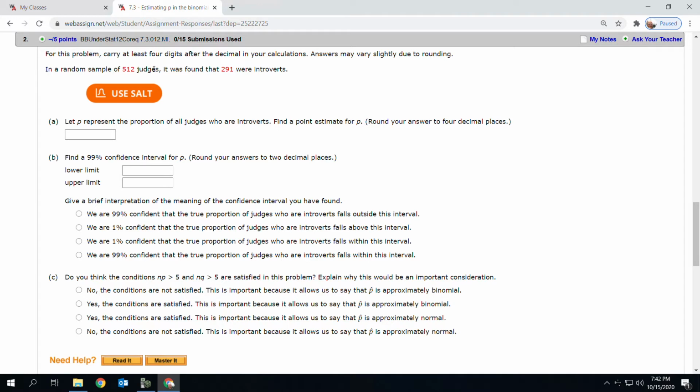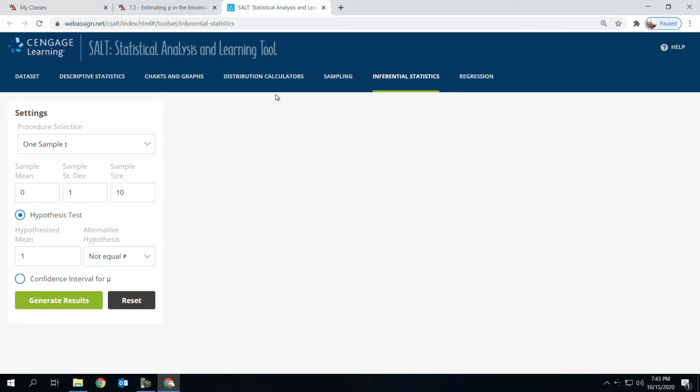R is going to be 291, N is 512. So 291 out of 512. I'm going to open up SALT. We're going to go to inferential statistics, one sample proportion, and I've already forgotten my numbers. 291 out of 512. Whoops, I put them in backwards, sorry. It's been a long day, but it's all good.